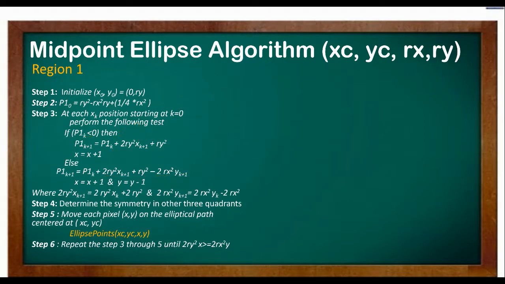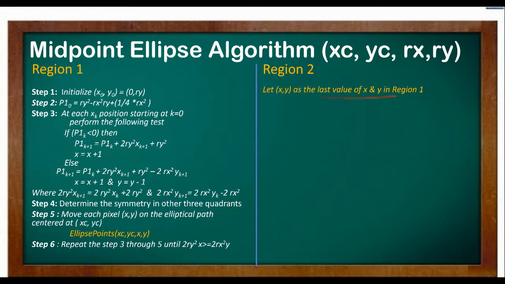In region 1, when you replace, you'll be getting let x comma y initializing value. There we stopped in region 1. From there you have to start in our region 2. So the last value of x and y in region 1 will be the initial value for region 2. And we calculate P2 naught. This is nothing but f of circle of x plus half comma y minus 1.